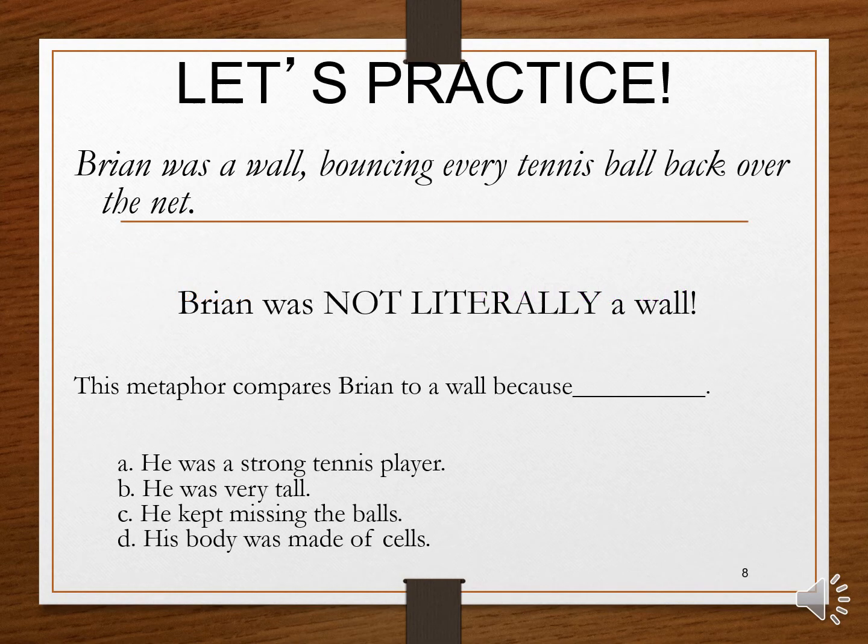Let's practice quickly. Brian was a wall, bouncing every tennis ball back over the net. Well, he's not literally a wall, so that means I'm talking figuratively or using figurative language. But we also want to understand what that means. It's not just enough to identify it as figurative language. We want to know what the meaning is behind it. So look at this multiple choice really quickly. This metaphor of Brian being a wall compares him to a wall because he's a strong tennis player. He's very tall. He kept missing the balls, or his body was made of cells like a wall. What do you think?